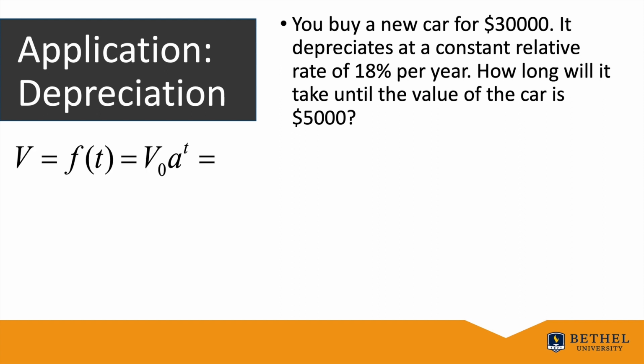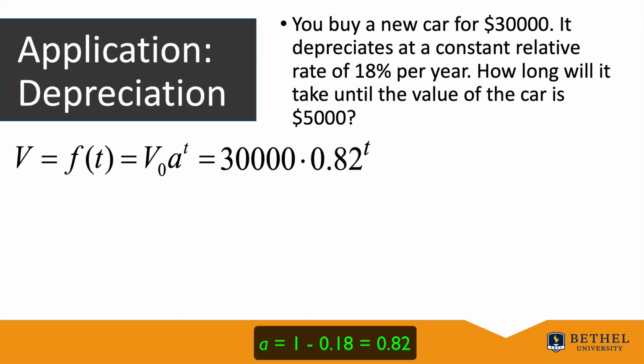In this case, the value V of the car in dollars is a function of t, time in years, that takes the form of an exponential function, V sub 0 times a to the t. V sub 0 is the initial value and a is the change factor per unit time. Based on the given information, V sub 0 is 30,000 and a is 0.82, giving us this formula. To find how long it will take to reach $5,000 in value, we set the output of this function equal to 5,000 and solve for t.